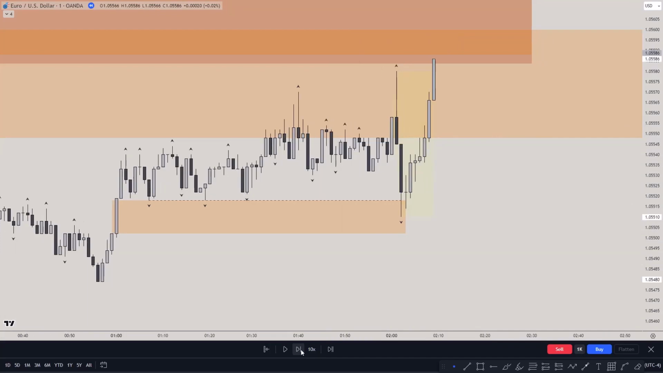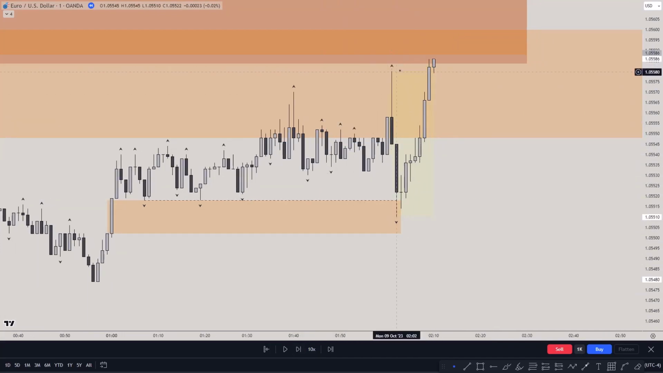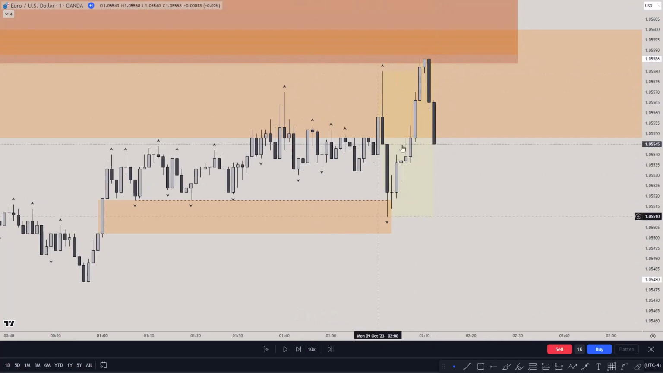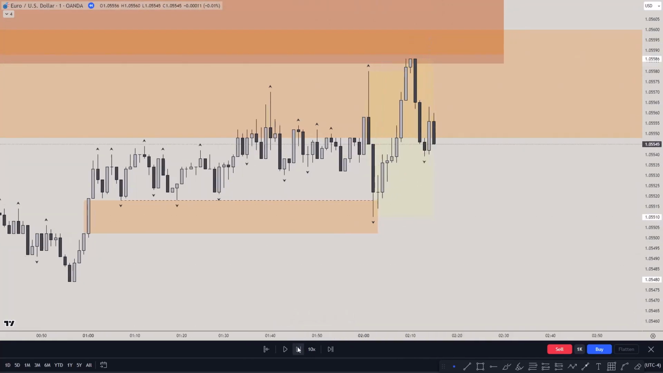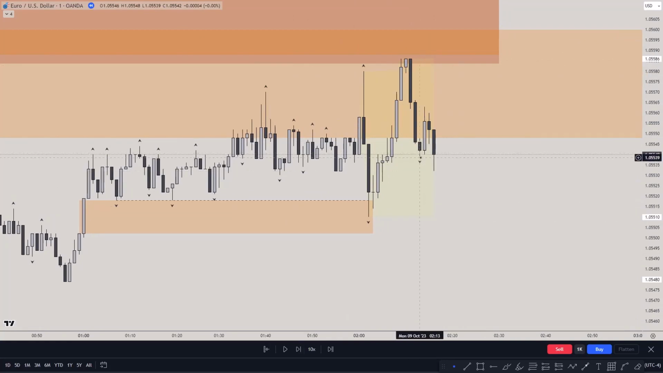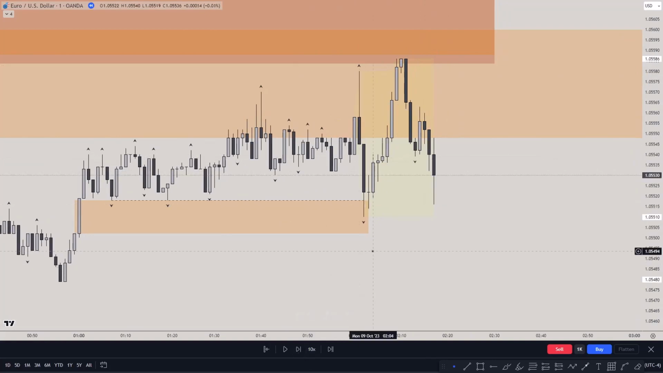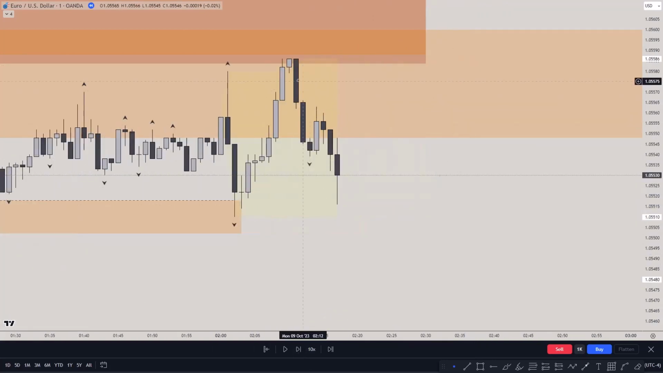And then price started going up, taking this high. I was like, okay, now I'd be looking for another move to the downside. Price started going lower. I was like, okay, going lower. And then breaking below this point again, like this. And I was like, okay, now we have the inducement entry.